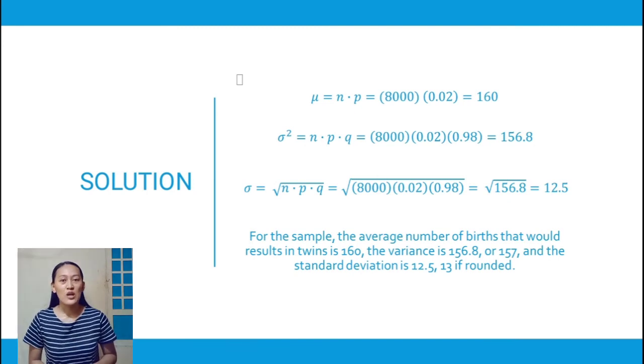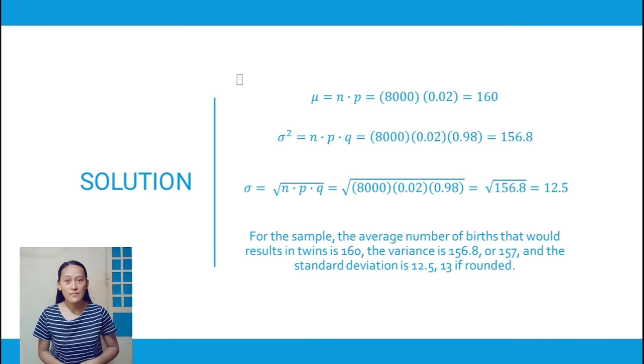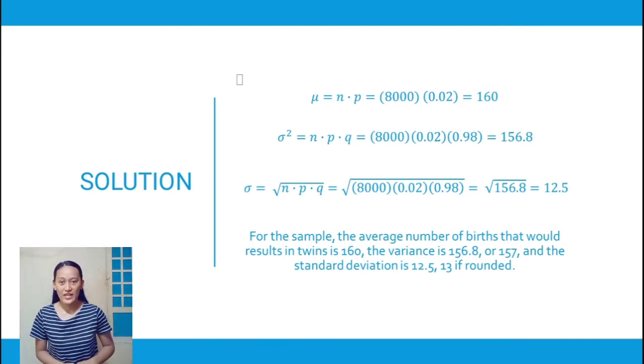The answer is 156.8. And standard deviation is equal to the square root of 8,000 times 0.02 times 0.98. The answer is 12.5. For the sample, the average number of births that would result in twins is 160, and the variance is 156.8 or 157, and the standard deviation is 12.5 or 13 if rounded.